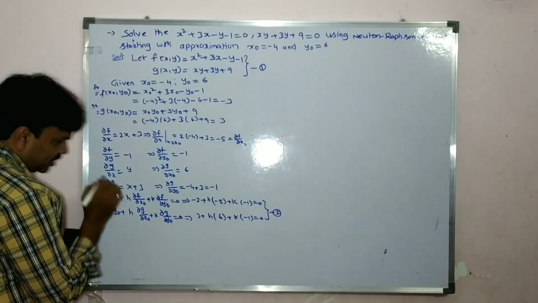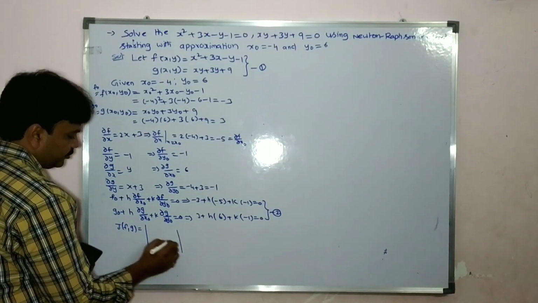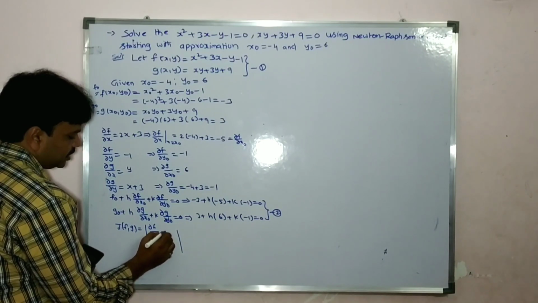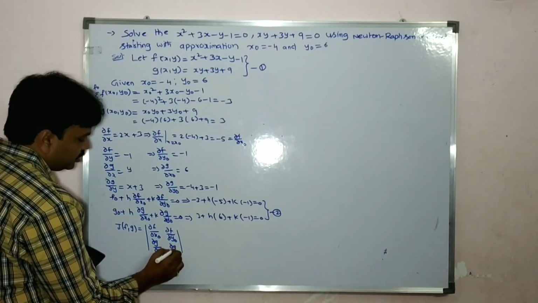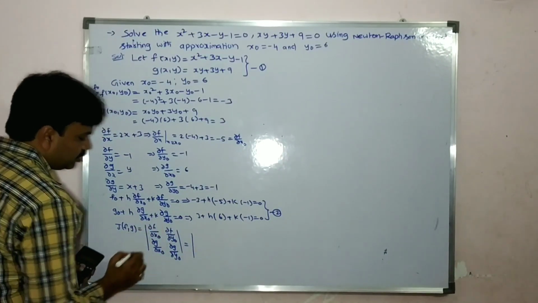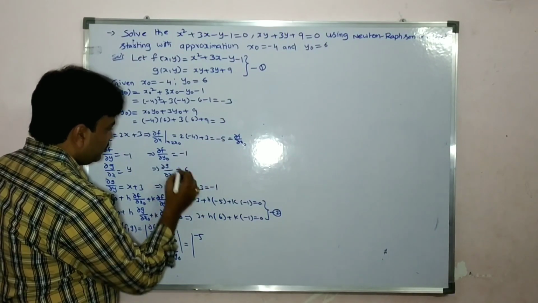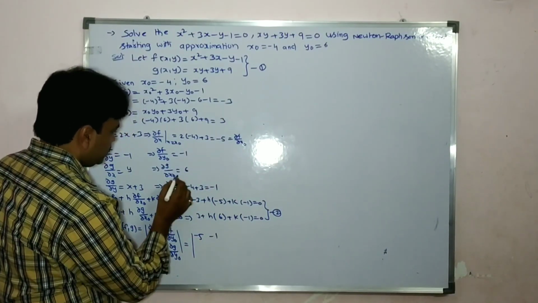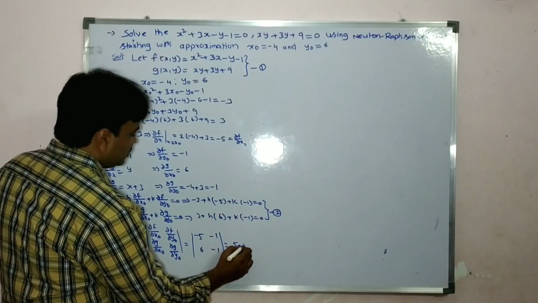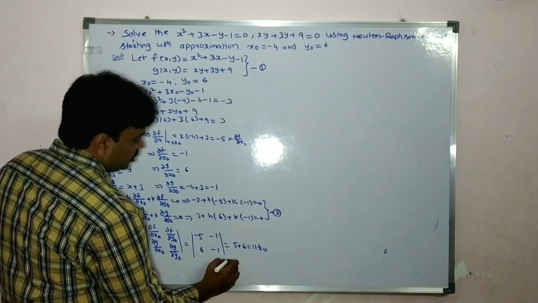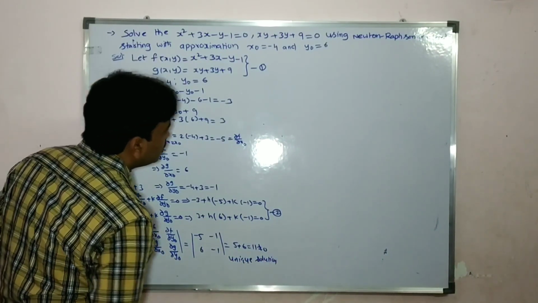Now you check the condition, students. What is the condition? Yes, the Jacobian of f comma g. The determinant of dou f by dou x naught, dou f by dou y naught, dou g by dou x naught, dou g by dou y naught is equal to the determinant of dou f by dou x naught, minus 5, dou f by dou y naught, minus 1, dou g by dou x naught, 6, dou g by dou y naught, minus 1. That is equal to 5 plus 6, 11, which is not equal to 0. So what is the solution here, students? Unique solution.